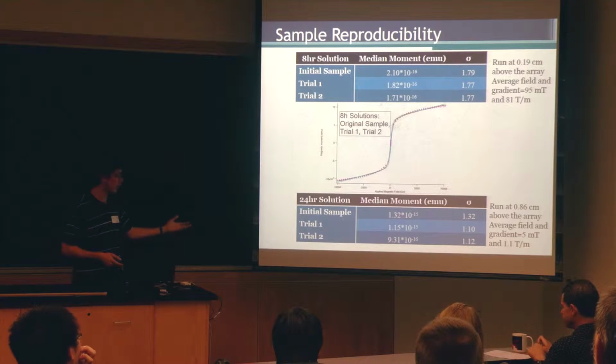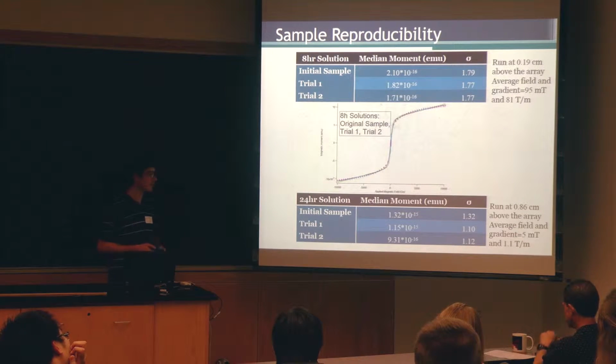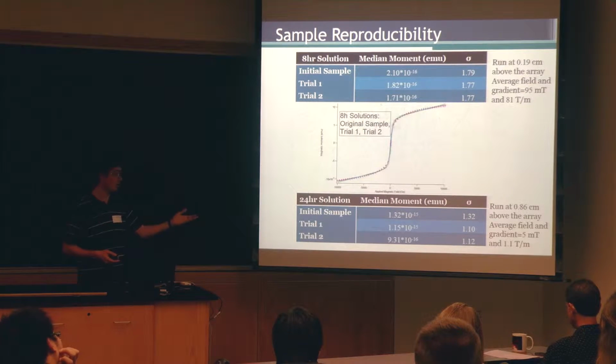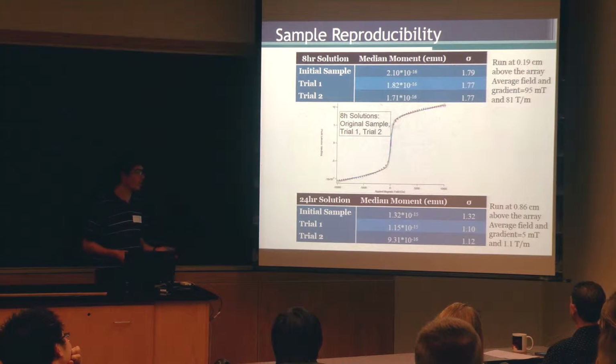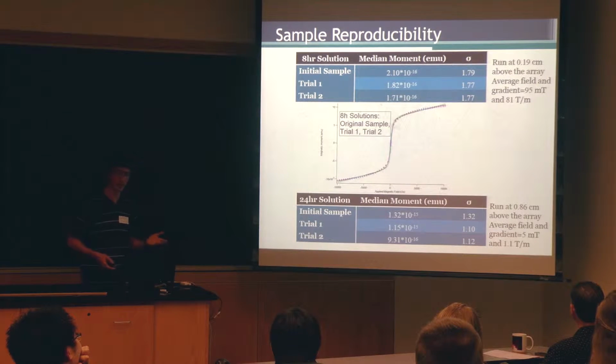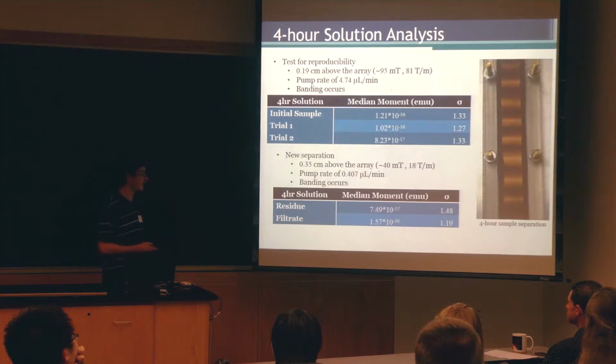For our 24-hour sample, we ran it at a much higher height of 0.86 centimeters above the array, which has an average field and gradient of 5 millitesla and 1.1 teslas per meter. And this is because the particles are much more magnetic. As you can see, the sigma value was actually reduced from our trials. This can be attributed to some of the most magnetic particles in the solution crashing out of solution. So that explains that. And again, we expected it to band, and it definitely did.